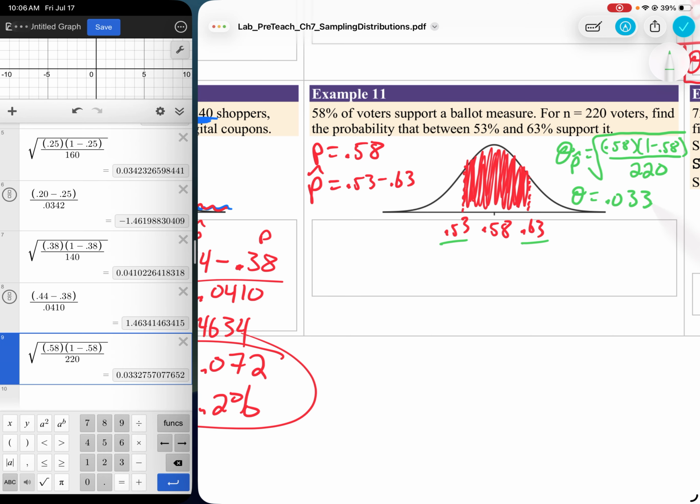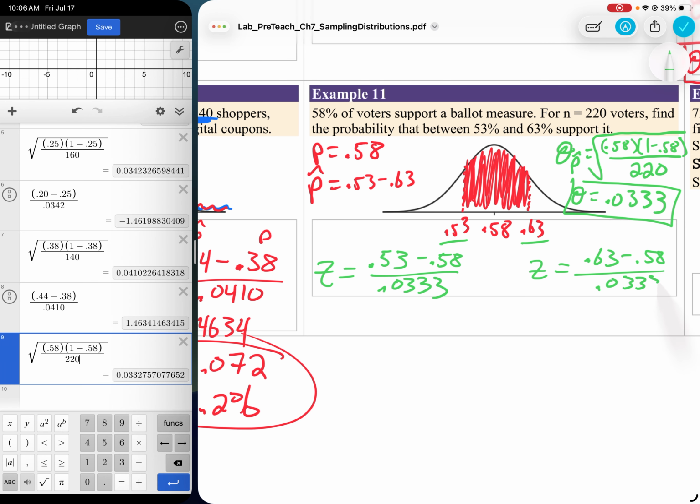Okay, that'll be 0.033. You might need to get even more decimals from your standard deviation for MyOpenMath. I'm not sure the level of precision they're looking for. But there's our standard deviation we need. So now we're ready to find two z-scores, find both of the left tails, and subtract them. To get my lower z-score, I'm going to take the sample proportion, 0.53, minus p, the population proportion, divided by that standard deviation. I'm going to do the same thing for the upper bound: p-hat minus p over the standard deviation we just calculated.